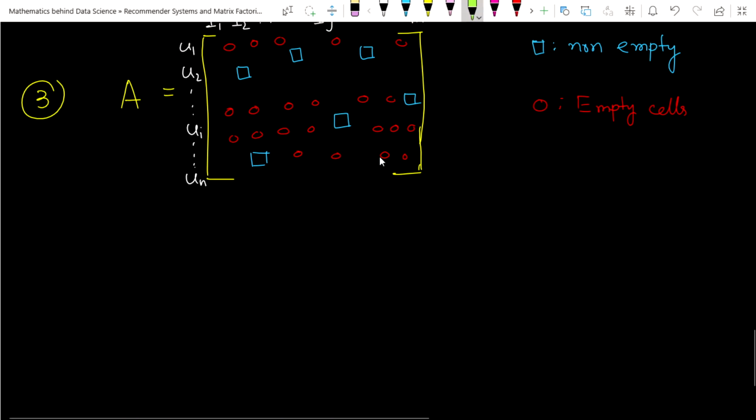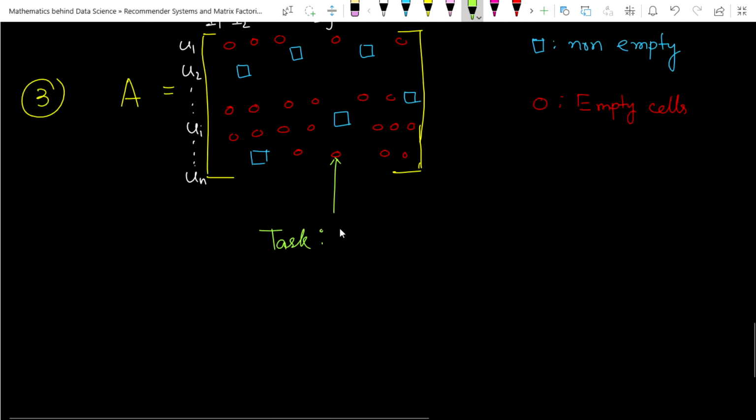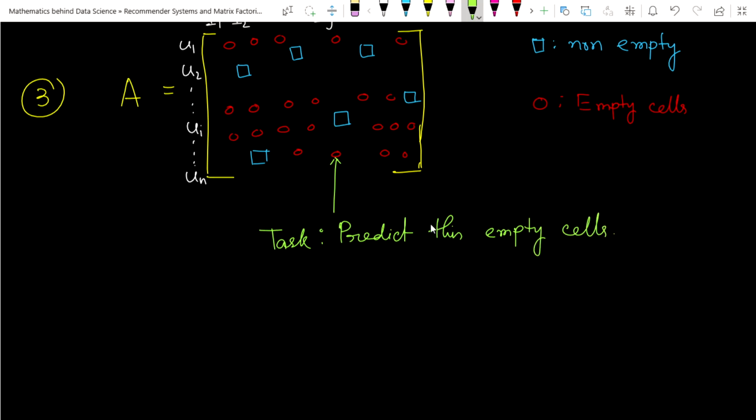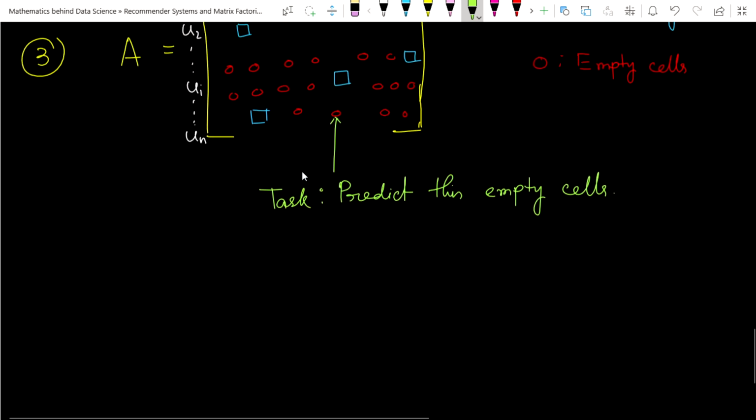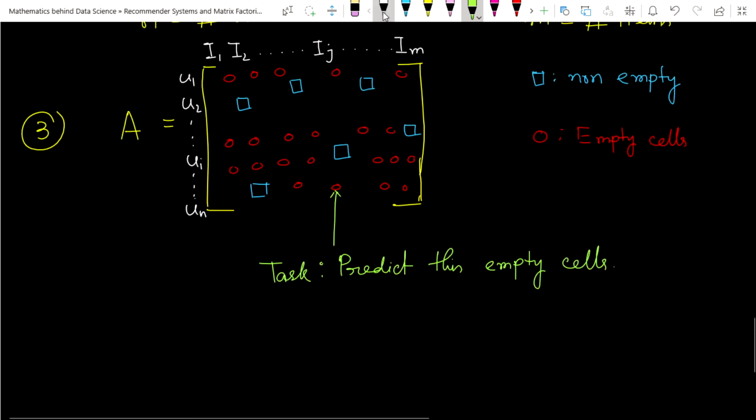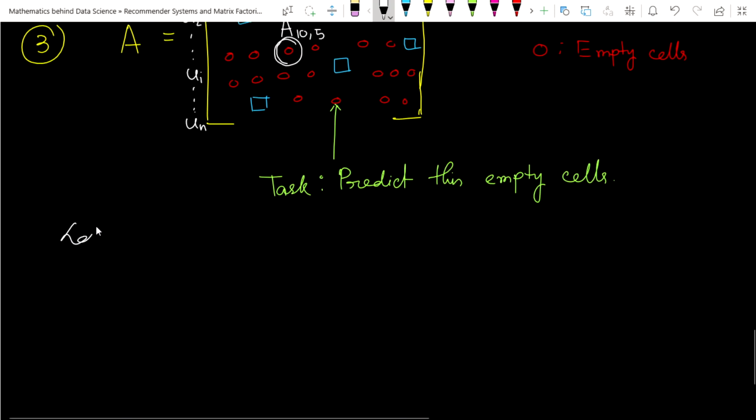Our task, after finding this B and C, is to predict these empty cells. How do we predict? Suppose for simplicity we take an empty cell. Suppose I pick this empty cell, and let its dimension be f10 5. Let f10 5 be an empty cell; we have to predict it.